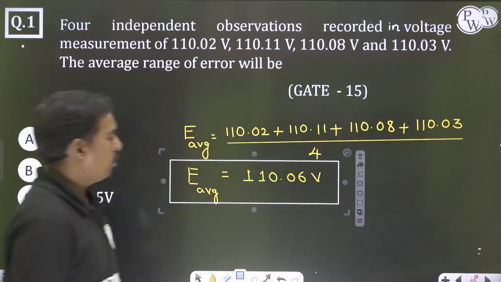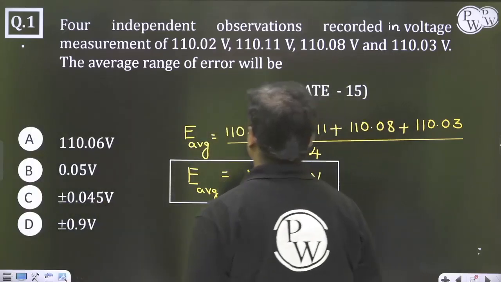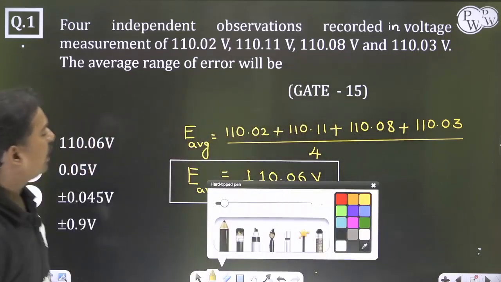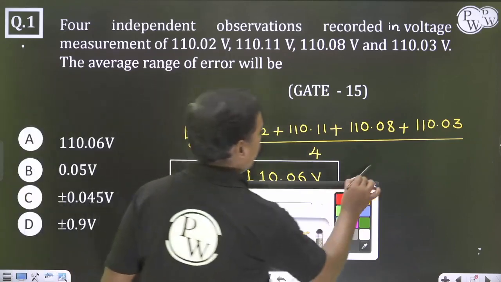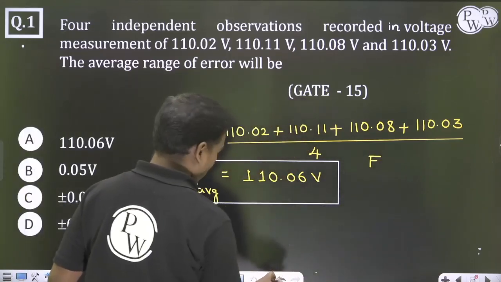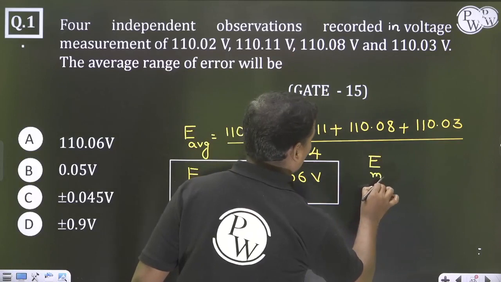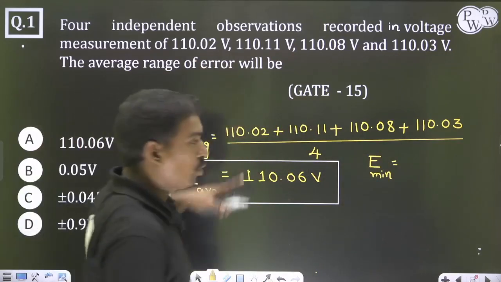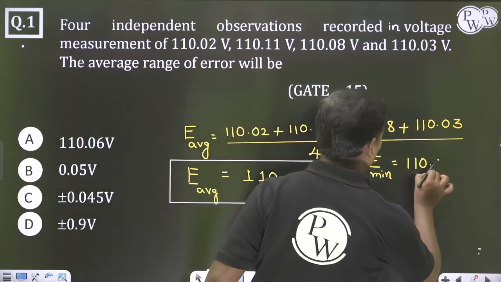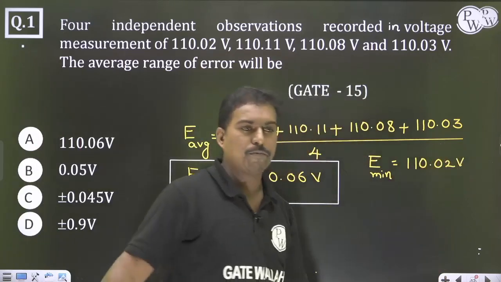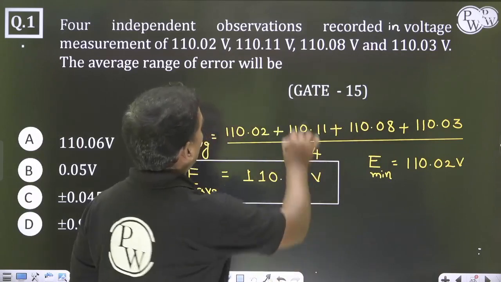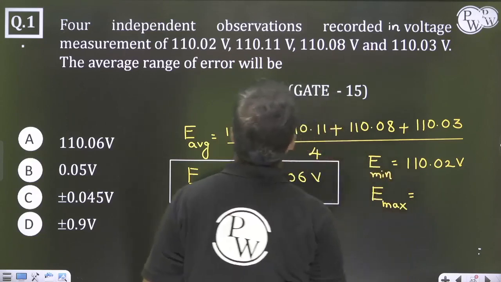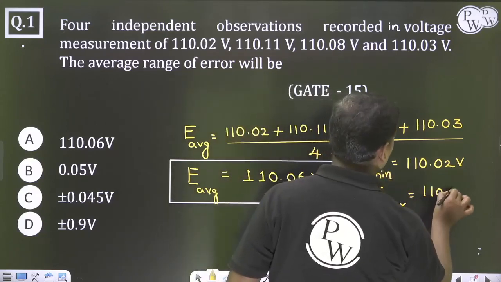Okay. So now from this, what I want to get here, if you see the list, what is the minimum voltage? The minimum voltage is 110.02 volts, and the maximum voltage is 110.11.